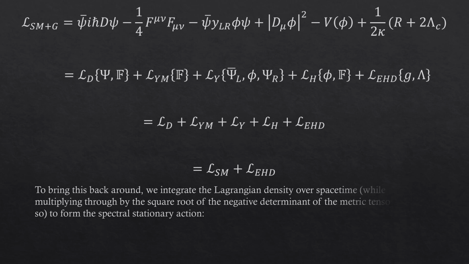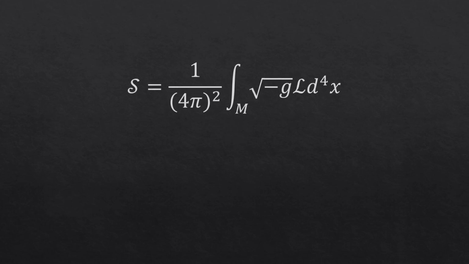To bring this back around, we integrate the Lagrangian density over spacetime, while multiplying through by the square root of the negative determinant of the metric tensor as we do so to form the spectral stationary action. And we have been brought around full circle here. So given a spectral action S, its variation equals 0. This fundamentally composes all of modern physics.